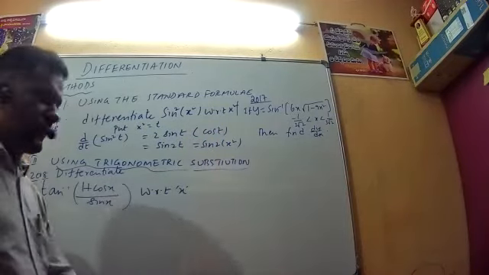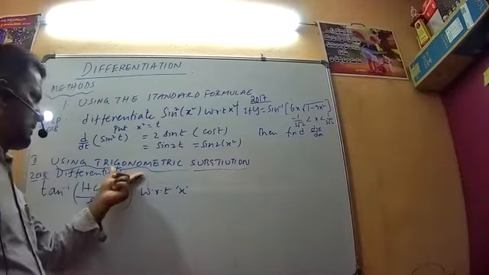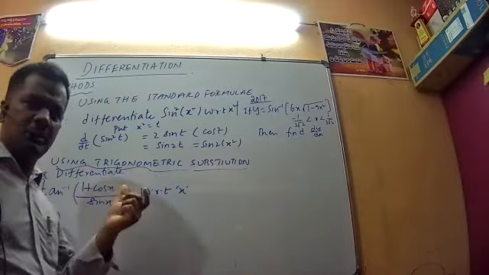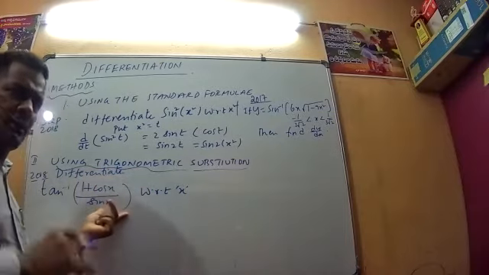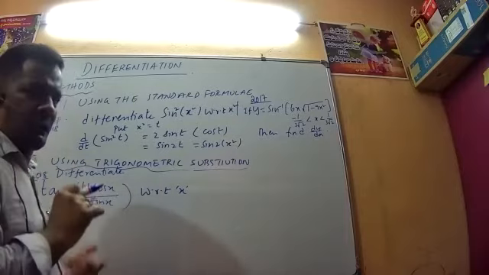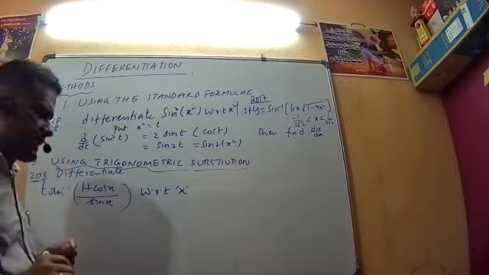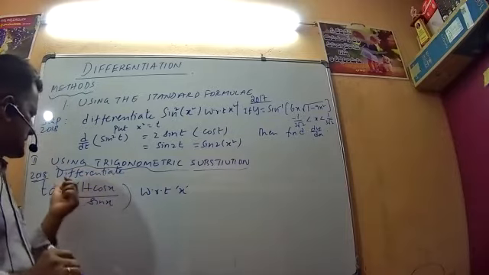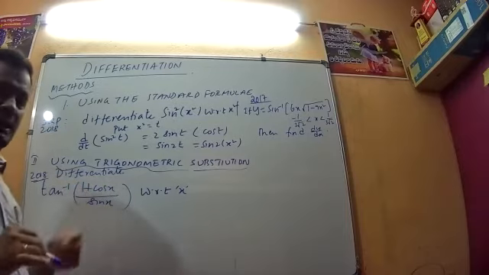Right. Moving further, using trigonometric substitution. Trigonometric substitution enables us to solve difficult differentiation problems in a very simplified manner. Let us start working this problem. This was given in the year 2018. The question is like this: differentiate tan inverse of (1 plus cos x) by sin x with respect to x.